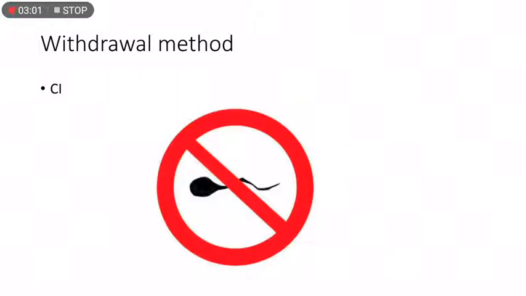Well, there is another method called the withdrawal method. In the withdrawal method, just before ejaculation, we remove the penis from the vagina. By doing that, we will be able to prevent the sperm from entering the female genital tract. So this technique is also known as coitus interruptus. Well, the name explains itself, right? Coitus interruptus, so we interrupt the coitus. So when we do that, the sperm will not be able to enter, but it has a very bad disadvantage. Let's review it later.